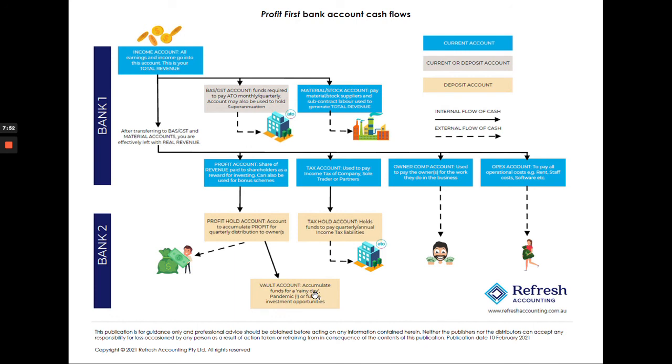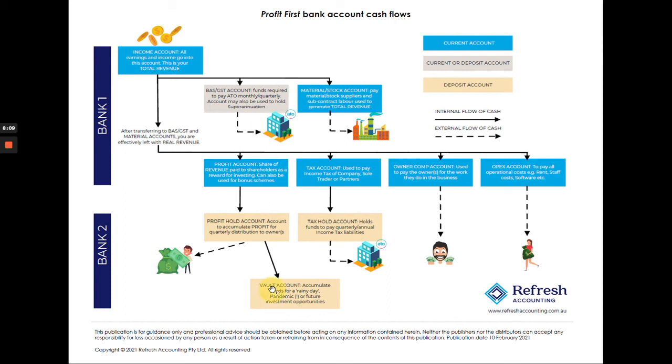The tax hold account is used to accumulate funds to pay tax on the profits of the business. Transfer from this account to the account that you will pay your quarterly taxes from, so that may be your OPEX account or your BAS GST account, depending on how you set them up.